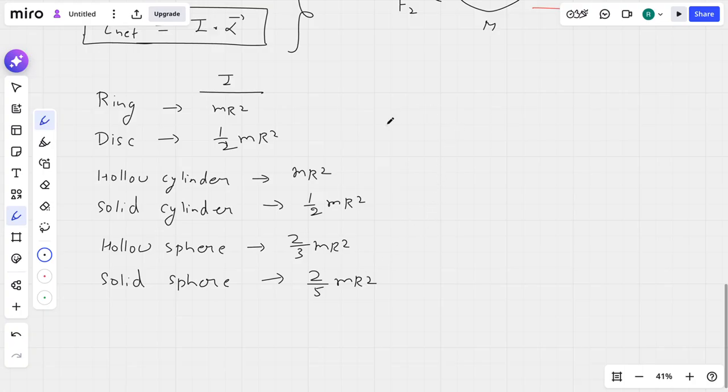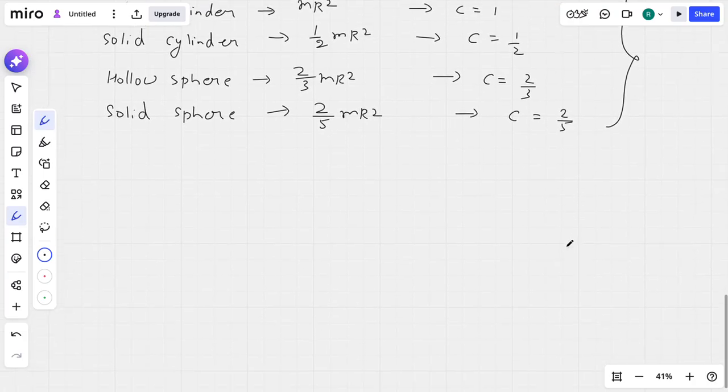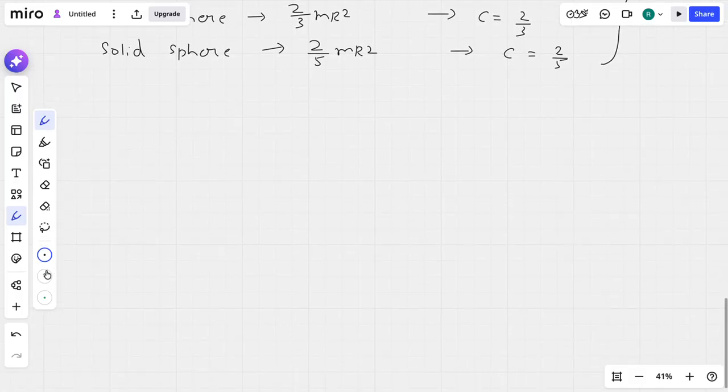Okay, so moment of inertia can be written as c times mr square. By comparing this, we can write for every body: for a ring c equals 1, for a disc c equals 1 by 2, for a hollow cylinder c equals 1, for a solid cylinder c equals 1 by 2, for a hollow sphere c equals 2 by 3, and for a solid sphere c equals 2 by 5. We can understand these points. Now let's move ahead and take some questions.